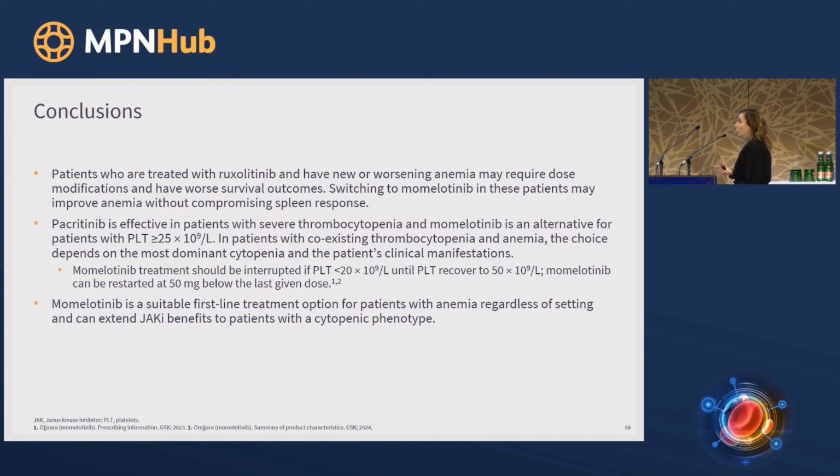Pacritinib has been demonstrated effective and safe in patients with severe thrombocytopenia, considering that for those patients with a platelet count below 20,000, the treatment needs to be interrupted. And finally, momelotinib is considered a suitable first-line treatment for patients with anemia, extending the benefit of JAK inhibitors in terms of reduction of symptoms and spleen also in cytopenic myelofibrosis patients.